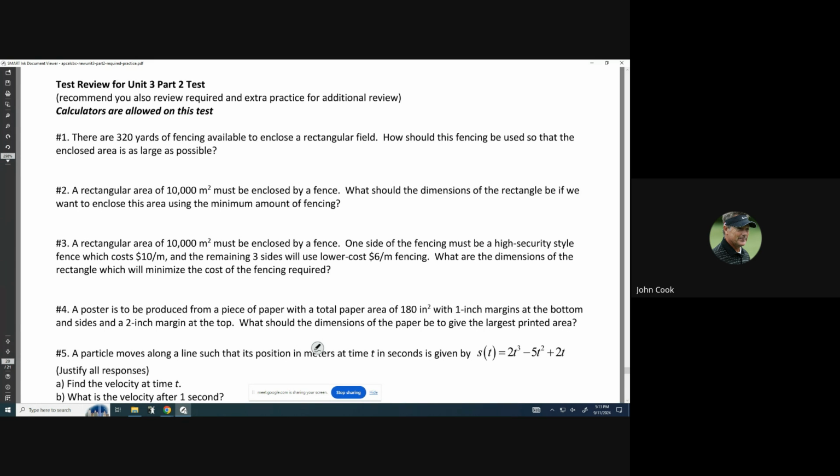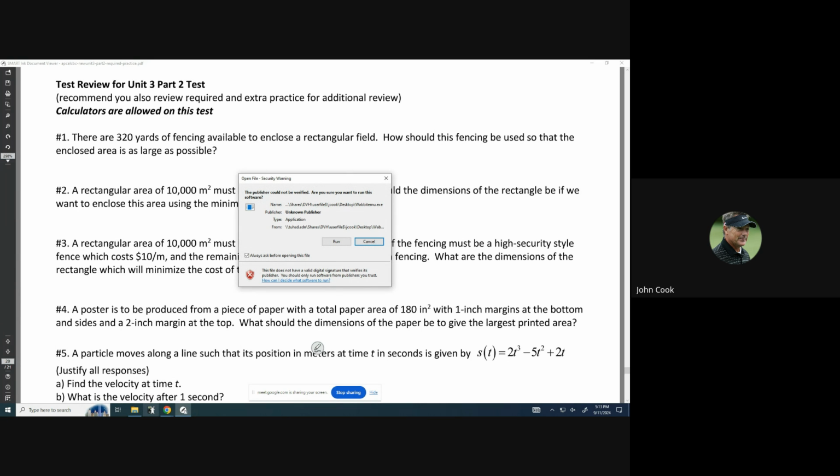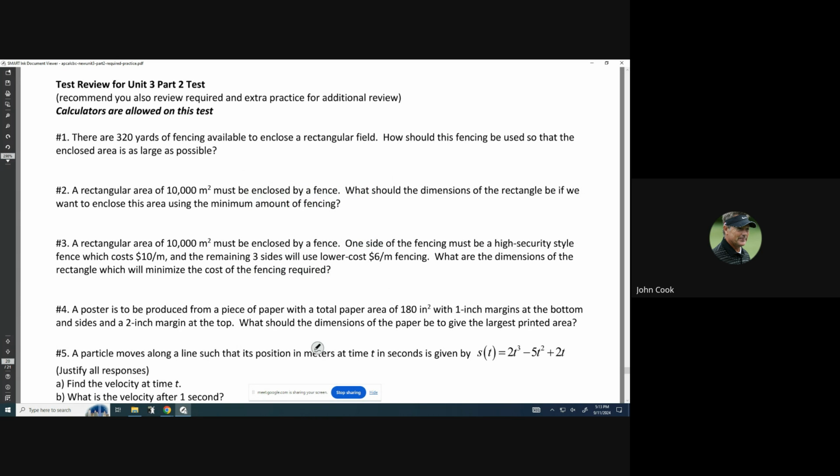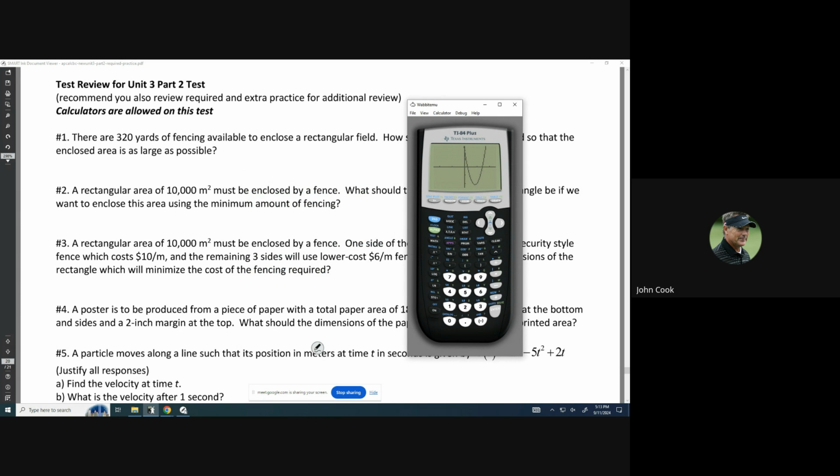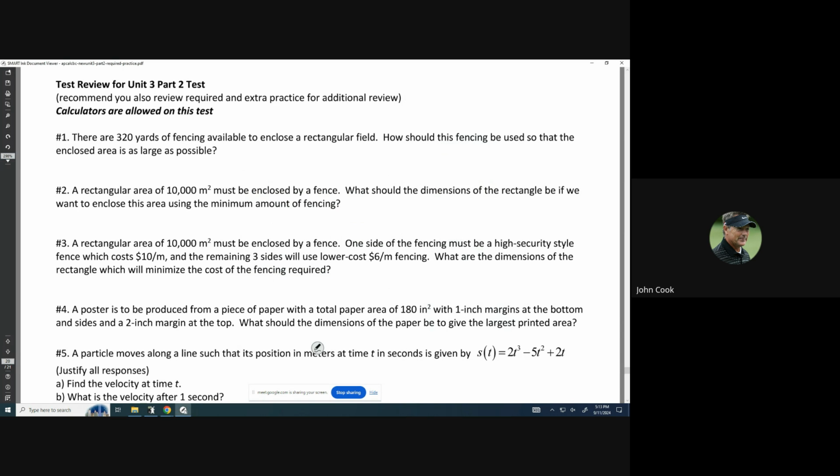Calculators are allowed on this test, so I'm going to use my calculator pretty regularly throughout this, just to show you how quickly you can get a lot of the answers and how you can format them so that it's pretty easy and it gives you all the points for credit. Okay, so number one, number two, number three, and number four all look like optimization problems.